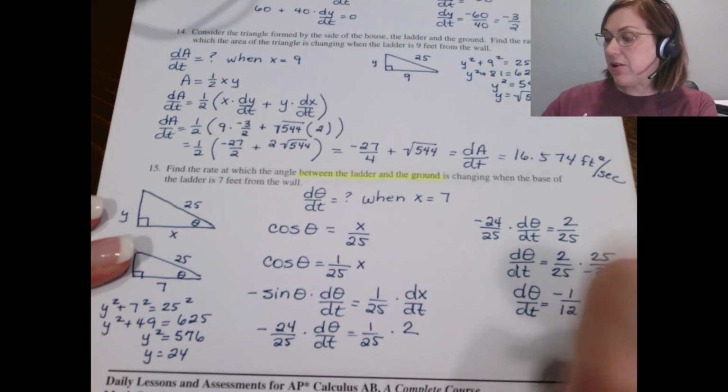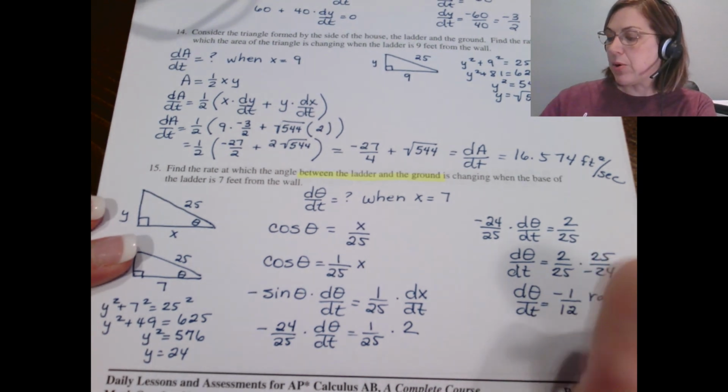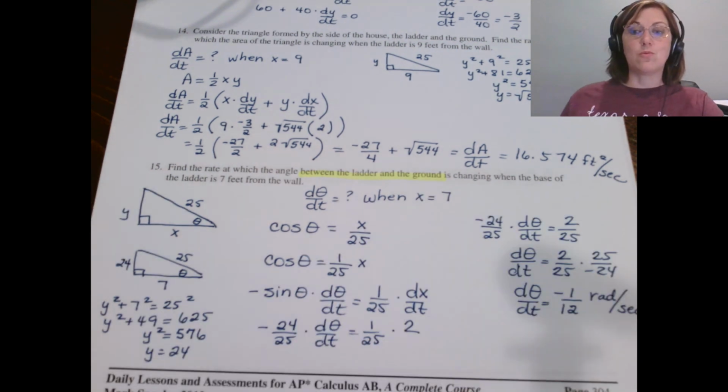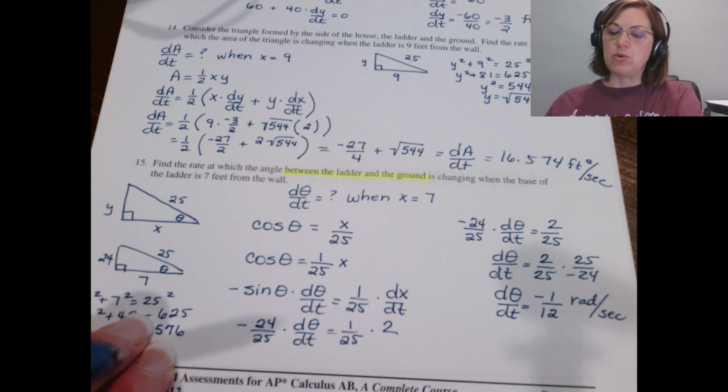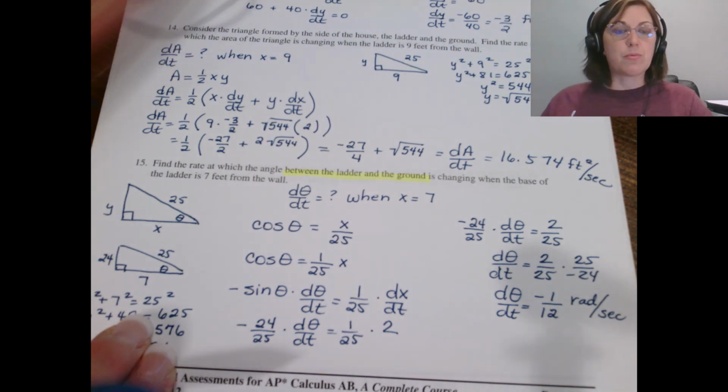Watch your units here. It's radians per second. Radians because it's an angle, and then seconds because that was our unit of time in this particular problem.